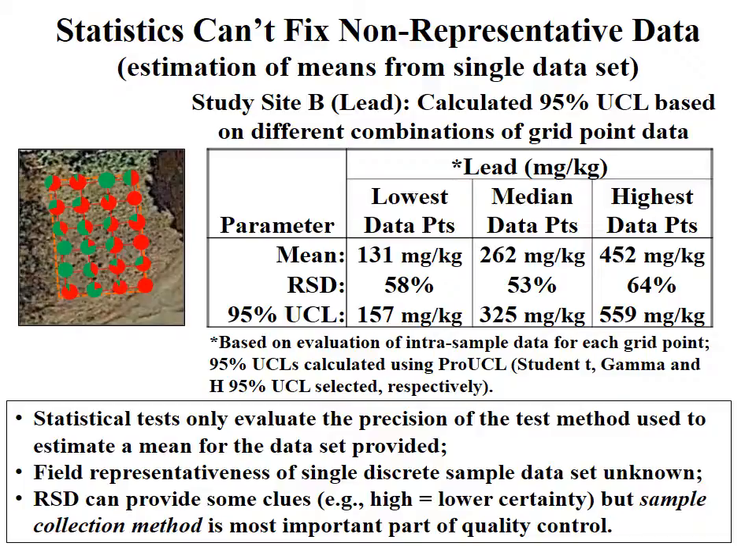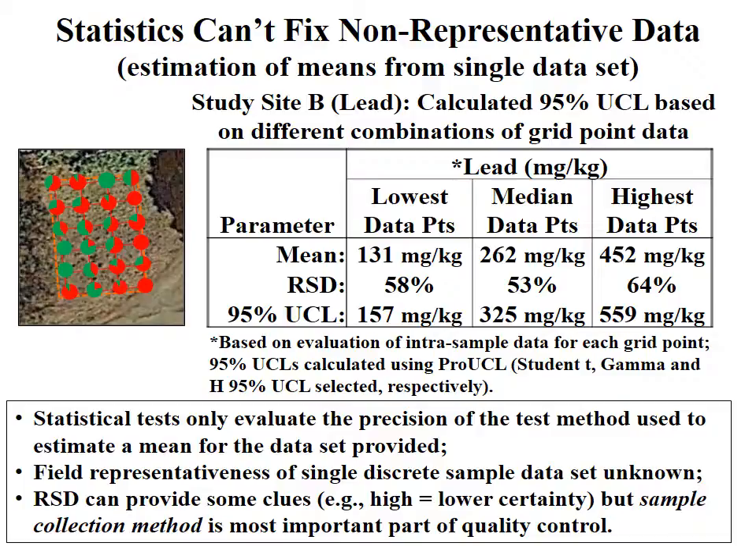If we took the median discrete sample data points for each one of the grid cells, we come up with a mean of 262 milligrams per kilogram, RSD of 53%. It's kind of high. It tells you there's a lot of variability. But then a 95th percent UCL of 325 milligrams per kilogram. So suddenly you're over Hawaii's action level for lead in soil, but you're still under the US EPA's current action level of 400 ppm lead in soil for residential use.